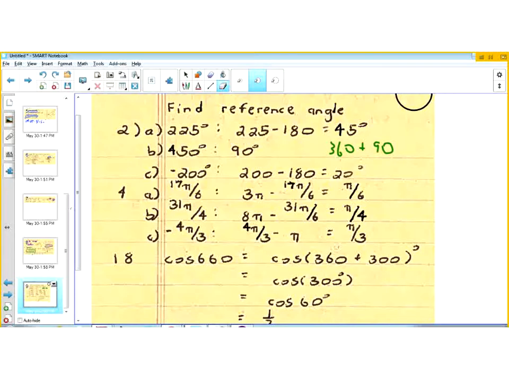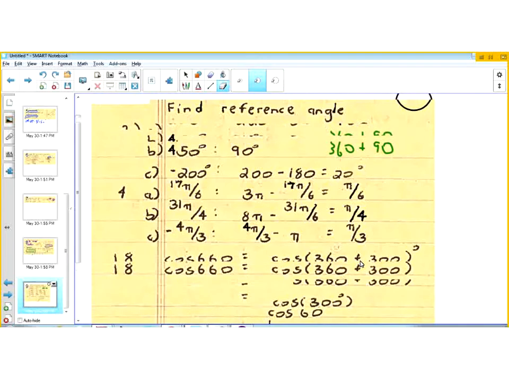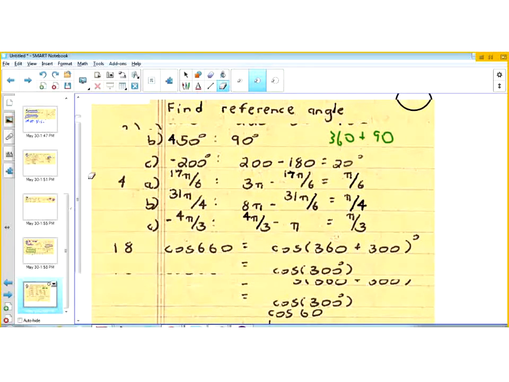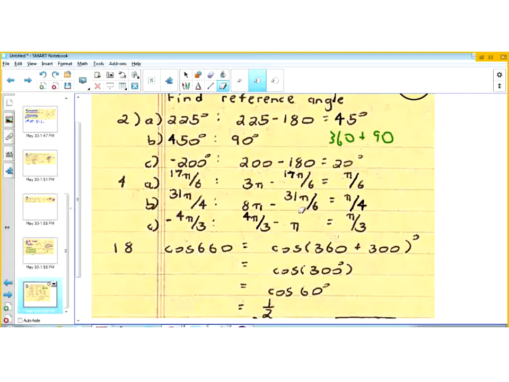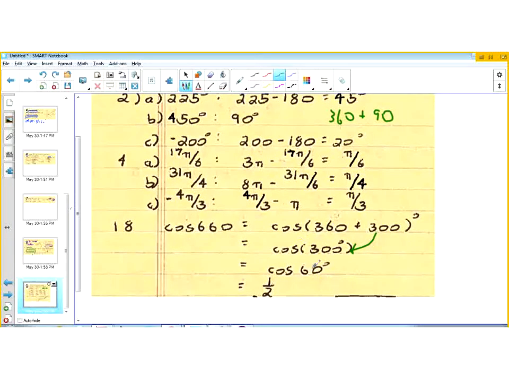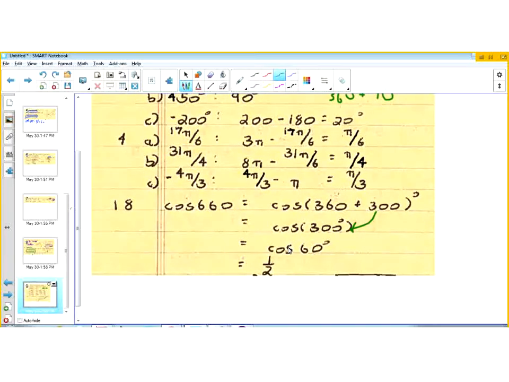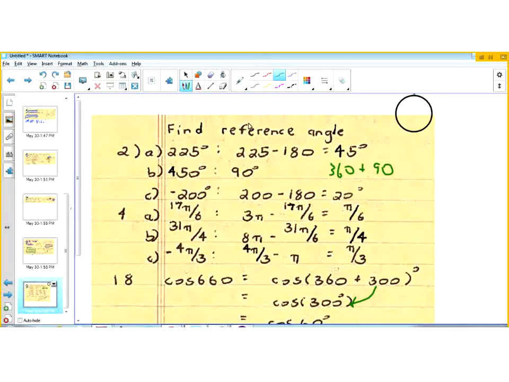Okay, so for cosine of 660 degrees, well, that's just the cosine of 360 degrees plus 300. And it turns out, as we showed in lecture 2, the cosine function is periodic with respect to 2 pi, which is 360 degrees. So by periodicity, the cosine of 360 plus 300 is simply the cosine of 300. And 300 degrees is in quadrant 4. So to get back to the x-axis, you have to add 60 degrees. So the cosine of 60 degrees is a half.